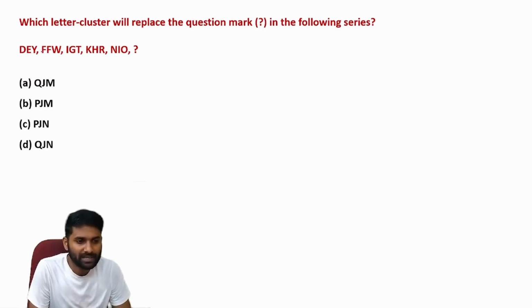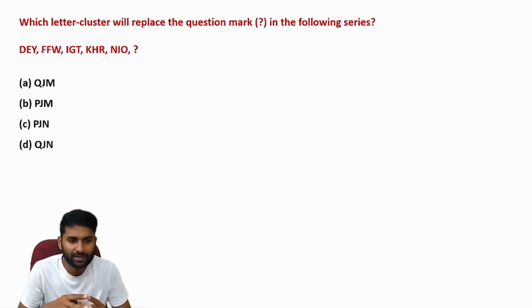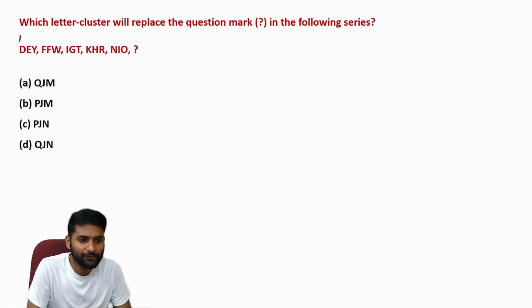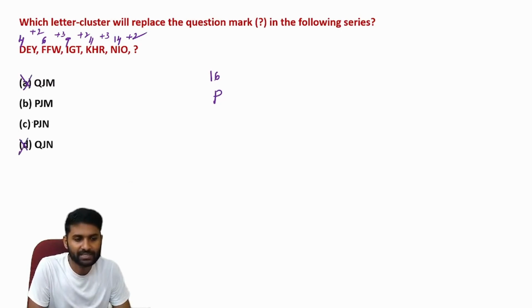Now see here the letters D E Y F F W I Z T K H R N I. See, D is the fourth letter, F the sixth letter, I the ninth letter, K the 11th letter, and then the 14th letter. If you check the differences, this is plus 2, plus 3, plus 2, plus 3. Definitely we require the 16th letter. The 16th letter is P. Eliminate options A and D.